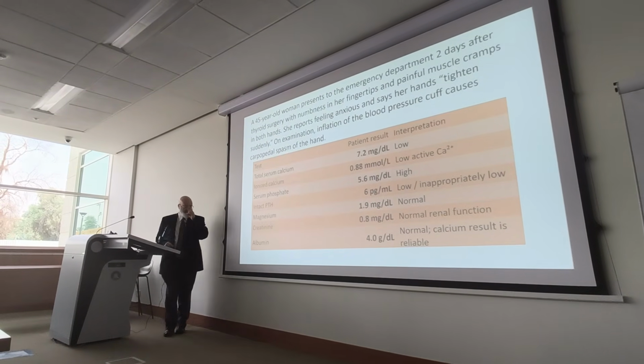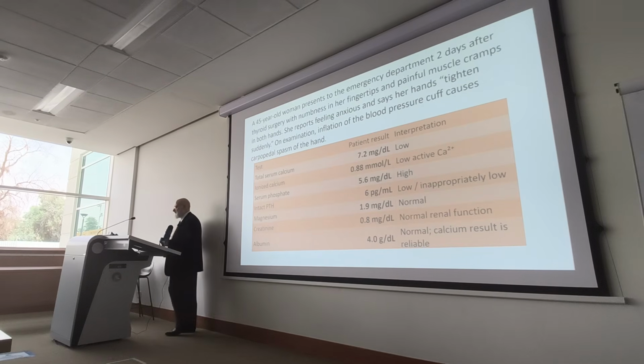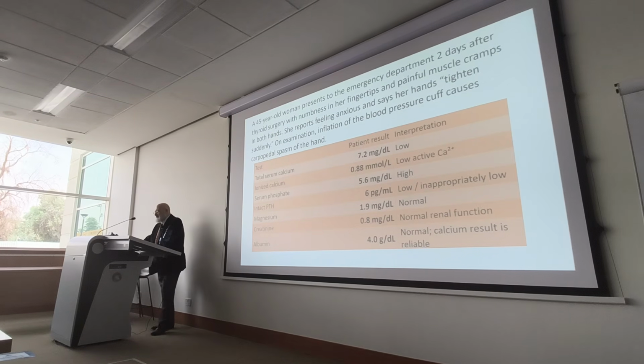So I start describing this case. It's a 45-year-old woman who presents to the emergency department 2 days after thyroid surgery with numbness in the fingertips and painful muscle cramps in both hands. She reports feeling anxious and says her hands tighten suddenly. On examination, inflation of the blood pressure cuff causes carpopedal spasm of the hand.